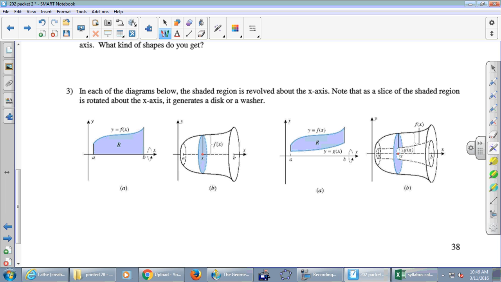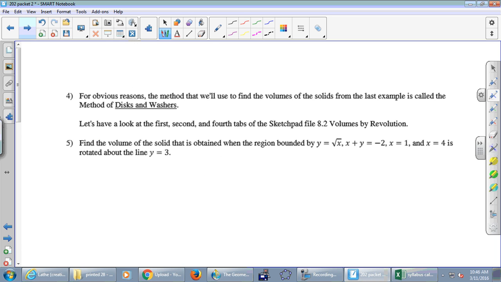And over here, this one is actually defined by 2 curves. There's this inner one here, and then the outer one is that guy. And if you draw, again, your slice perpendicular to the line you're spinning around, and you spin it, it's a disk with a hole in it. It's just a washer. And again, it doesn't matter how complicated the functions are. It's just disks and washers. Anything you spin, you can think of as being disks or washers. So, number 4, for obvious reasons, the method that we'll use to find the volumes of the solids from the last example is called the method of disks and washers.